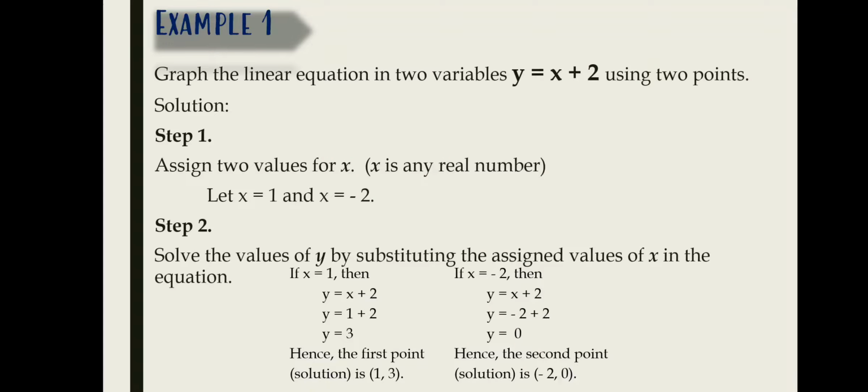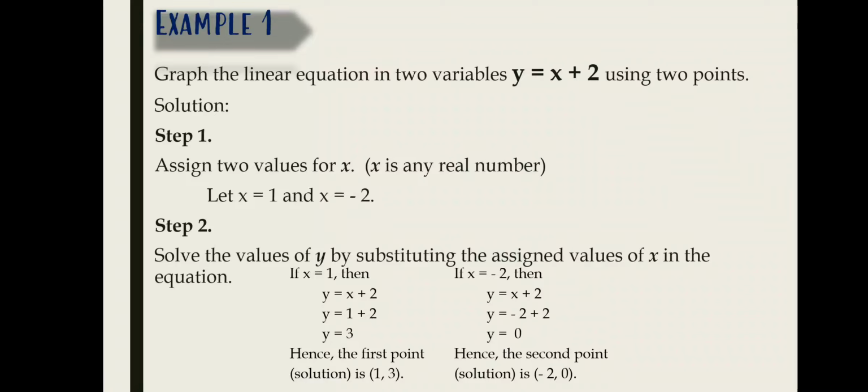In step 2, using the values of x obtained in step 1, solve the values of y by substituting the assigned values of x in the equation. So we have, if x equals 1, then y equals x plus 2. Then, substitute the value of x by 1, we have y equals 1 plus 2. 1 plus 2 is equal to 3. Therefore, the value of y, if x is equal to 1, is equal to 3. Hence, the first point or the solution is (1, 3).